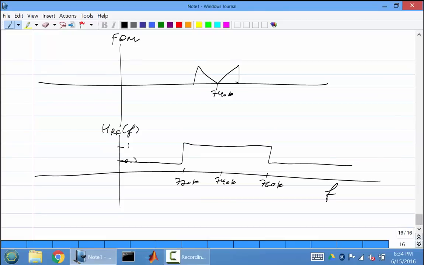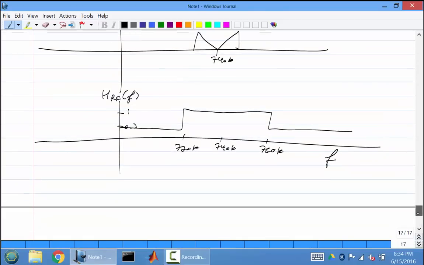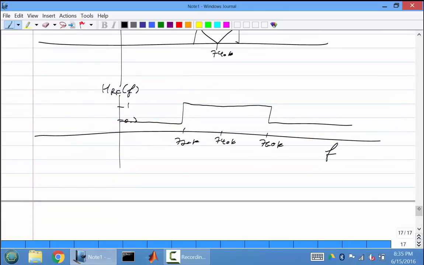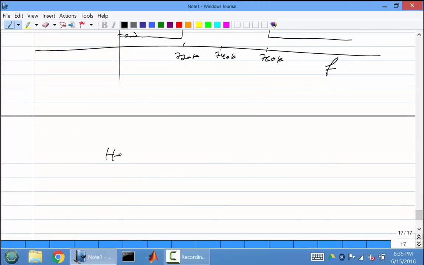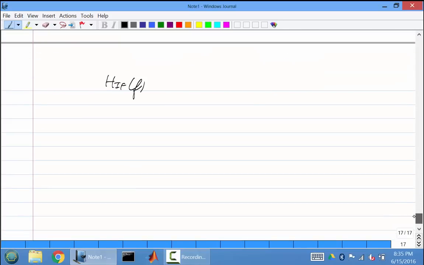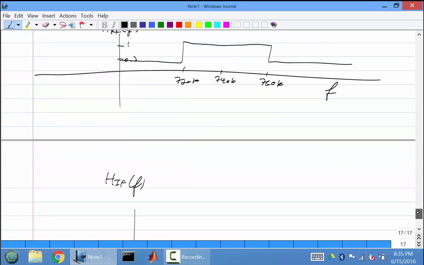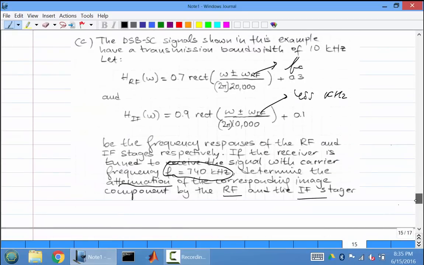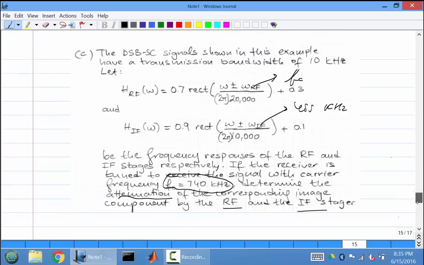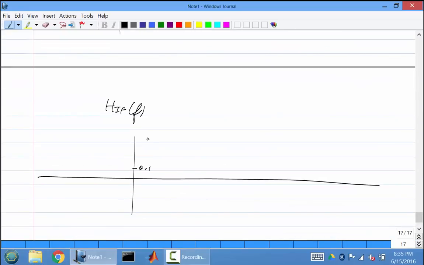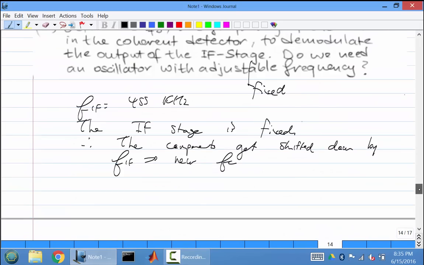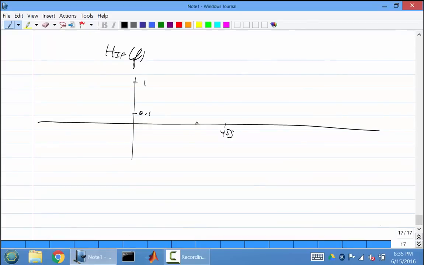Okay, so that's what that filter response looks like, because between 720 and 760, 0.3 plus 0.7 is equal to 1. And then the intermediate stage is going to look like this. So what they're asking you here is 455 plus or minus 10. So this is 0.1, this is 1, this is 455, and this is 445 kHz, and this is 465 kHz. So it's going to look like this.